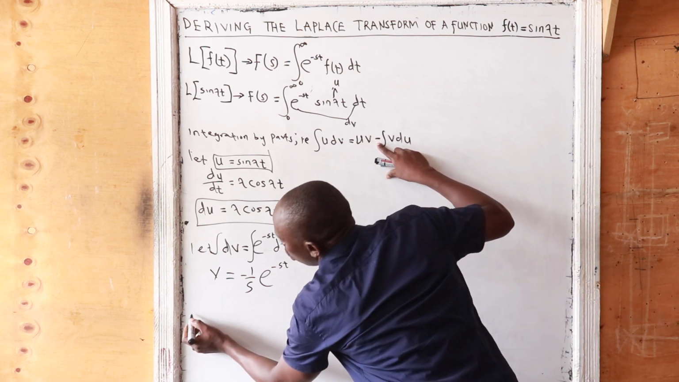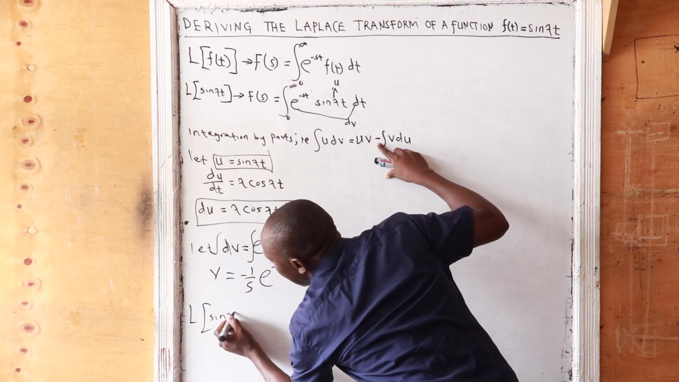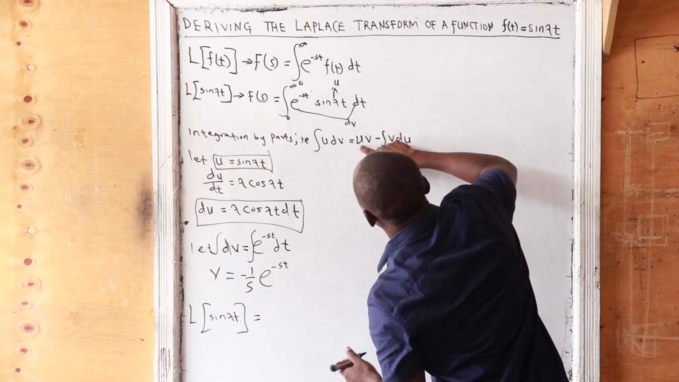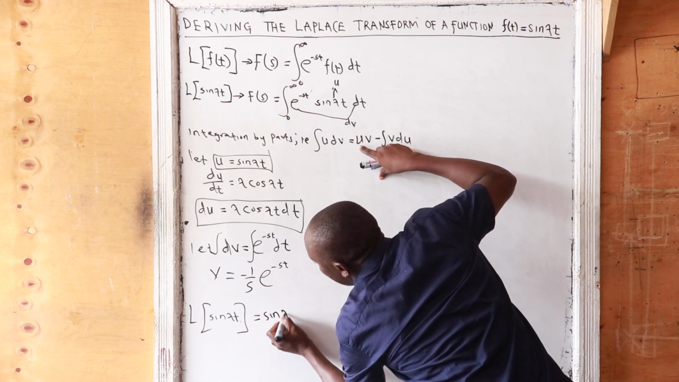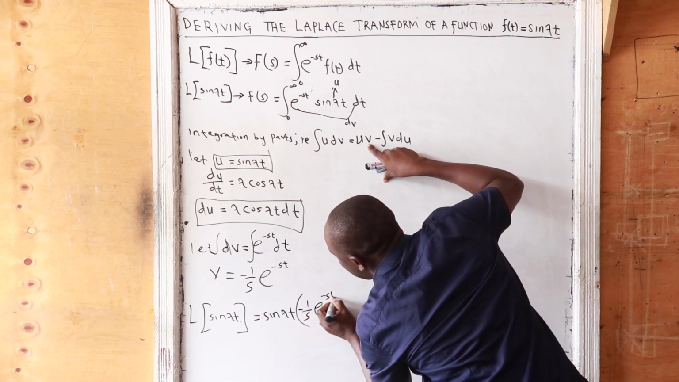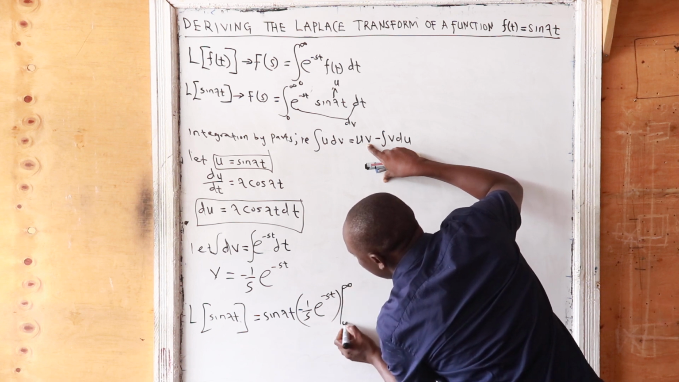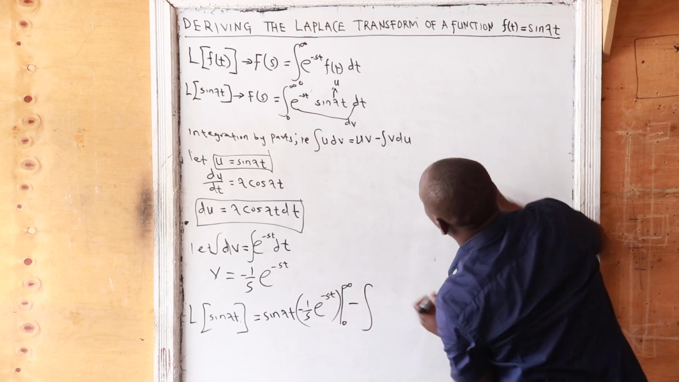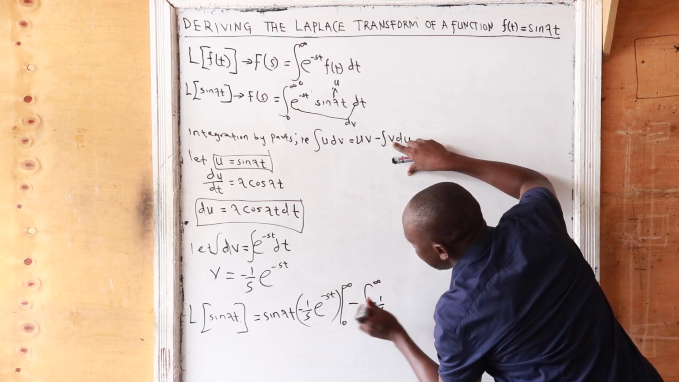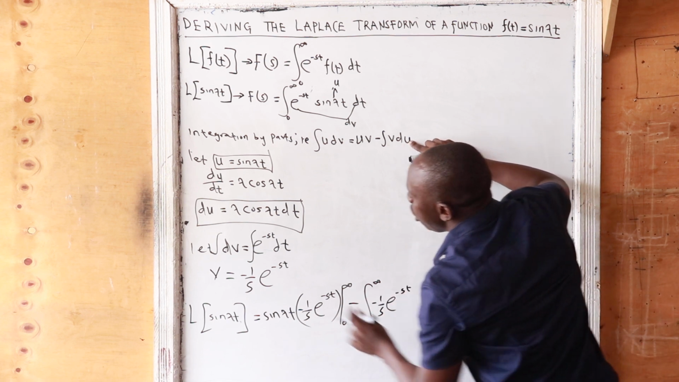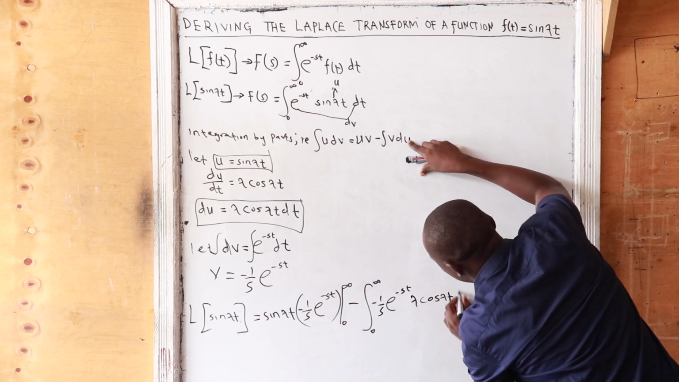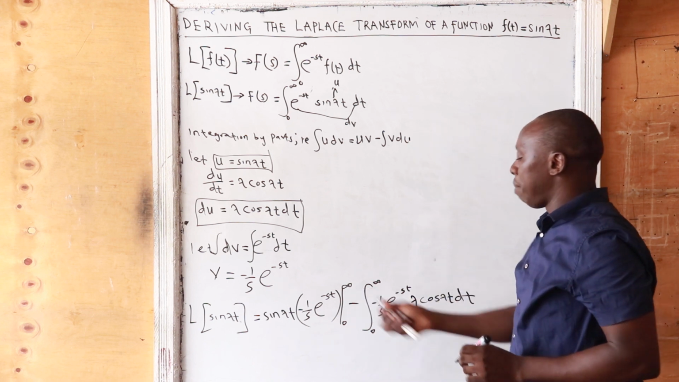Let's now replace. We are going to find that the Laplace transform of sin lambda t is given by u times v: our u is sin lambda t, our v is minus 1 over s exponential minus st, from infinity to 0, minus the integral from infinity to 0 of v, which is minus 1 over s exponential minus st, times du, which is lambda cosine of lambda t dt. Now, that is the Laplace transform of sin lambda t.